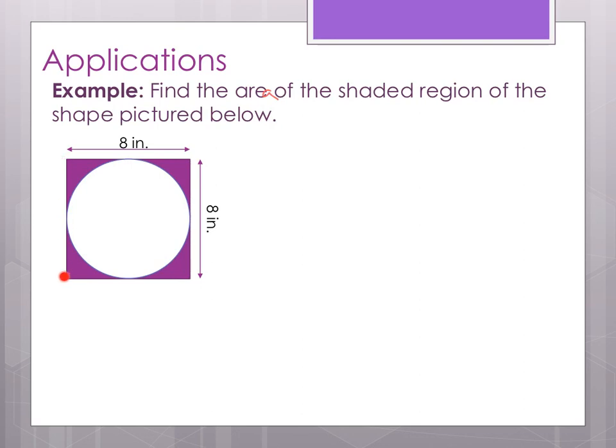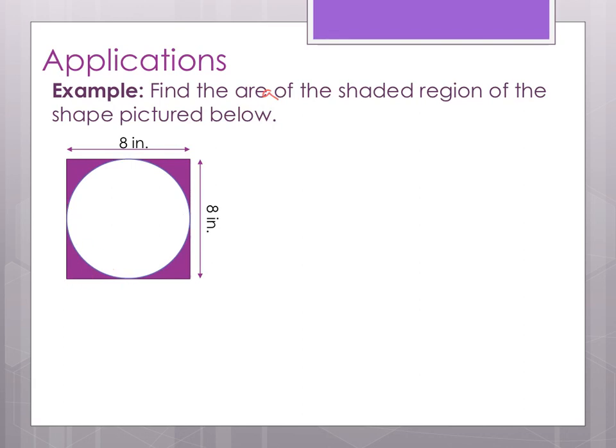Well, we know how to find the area of the square, right? And what's cut out is a circle, which we can also find the area of. If we find the area of the square and then subtract the area of the circle, all that's going to be left are these tiny corners. So that's exactly what we're going to do.